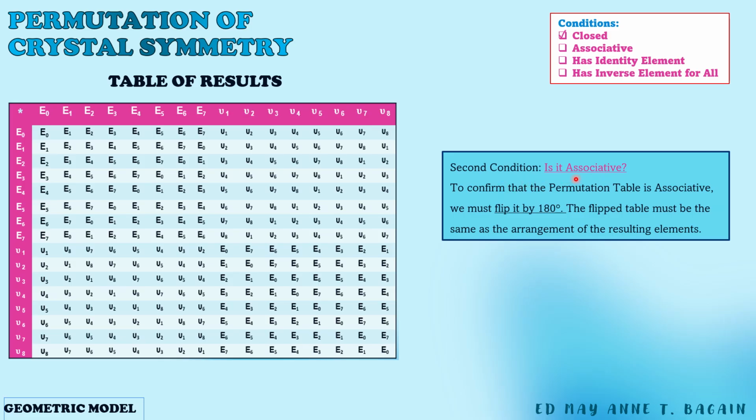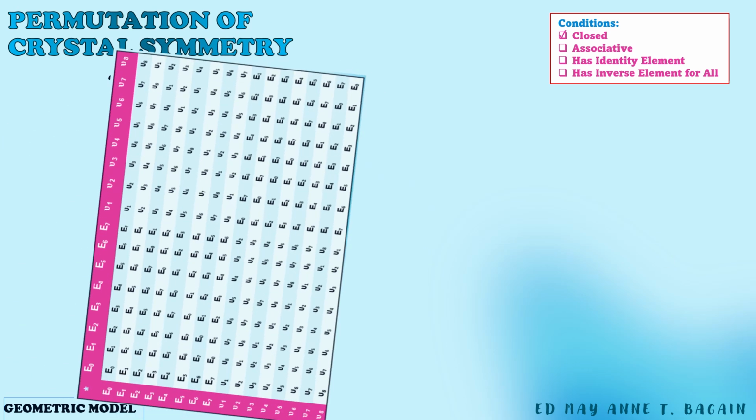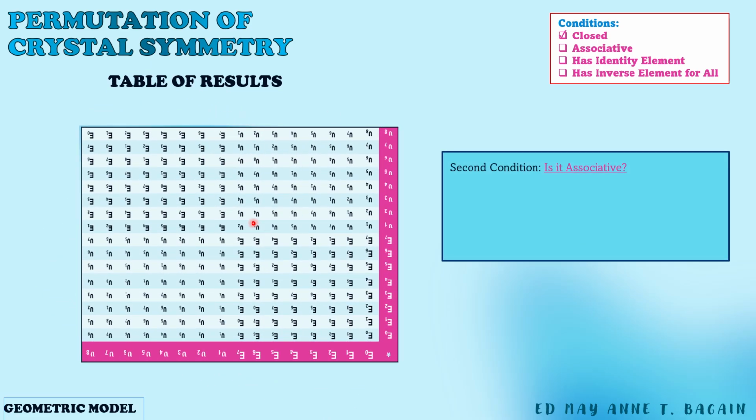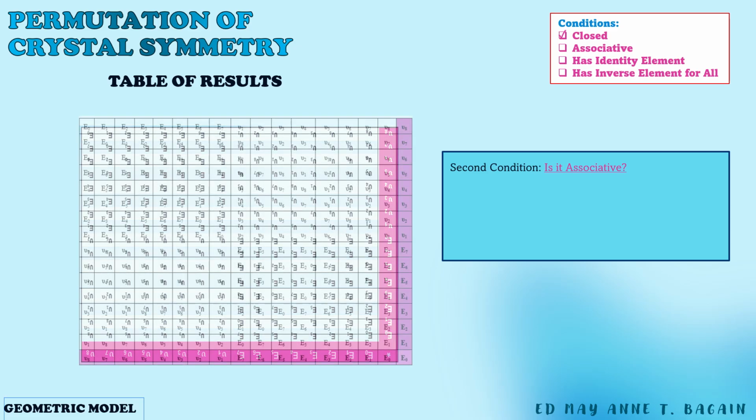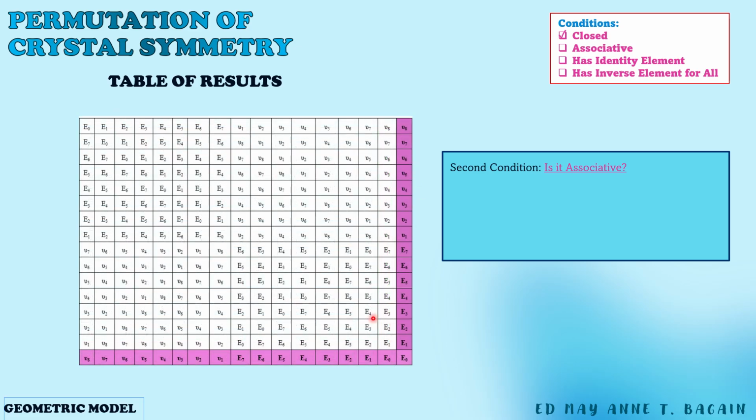Second condition, is it associative? To confirm that the permutation table is associative, we must flip it by 180 degrees. The flipped table must be the same as the arrangement of the resulting elements, or this one. As we can see, after we flipped it 180 degrees, we cannot understand it. That's why we need to make it this way. Now that we know, let's check if the second condition, is it associative, is true.